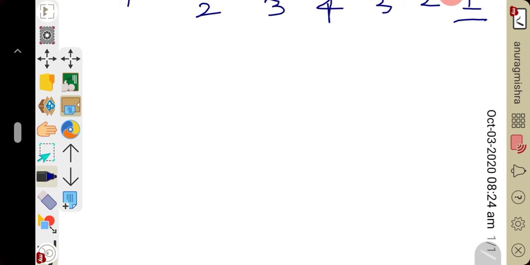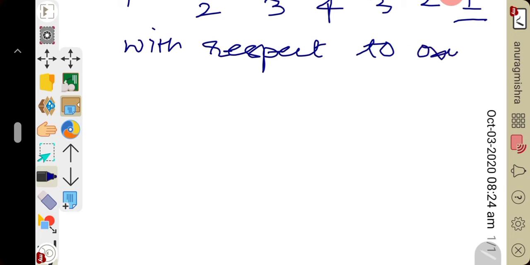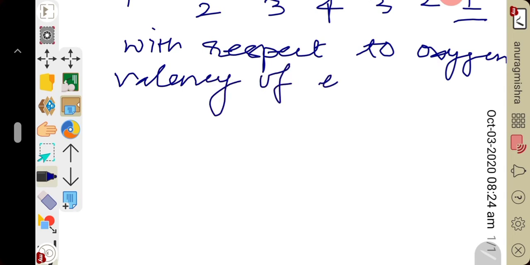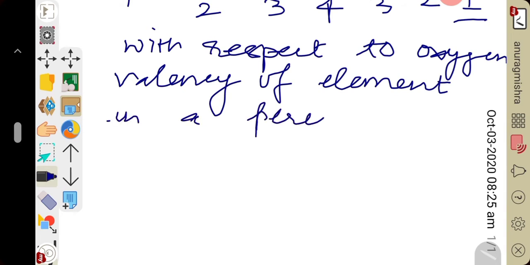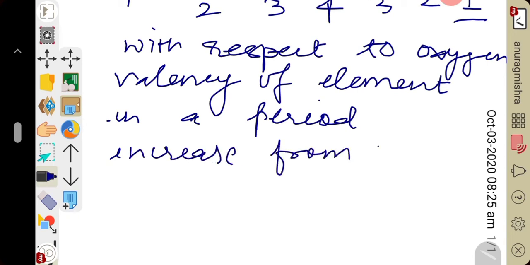If we talk with respect to oxygen, the valency of an element in a period, when we move left to right, increases from 1 to 7.